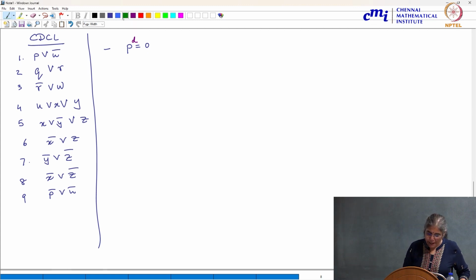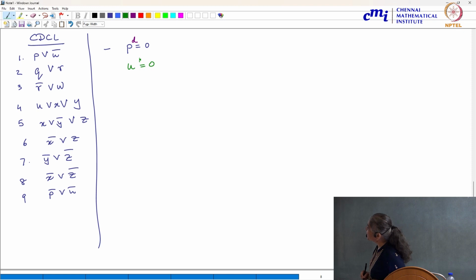As a result of this decision, what happens? The moment you set P equals 0, now you know that you had better set U to be equal to 0. This is unit propagation from clause 1. So let's write it here. Clause 1 is the clause which is responsible for telling us that U should be set to 0. If we choose P to 0, then U should be set to 0. Is there any other unit propagation happening as a result? No more. Okay, let's make one more decision.